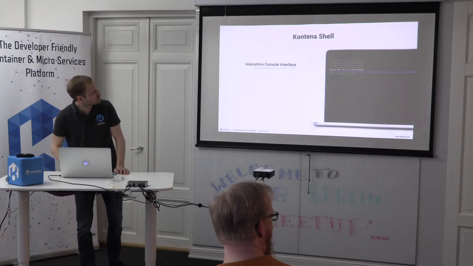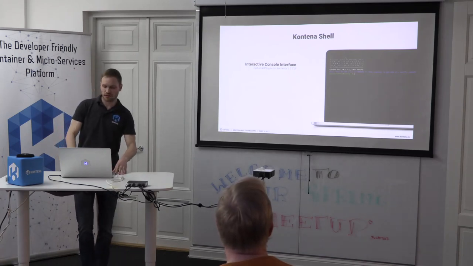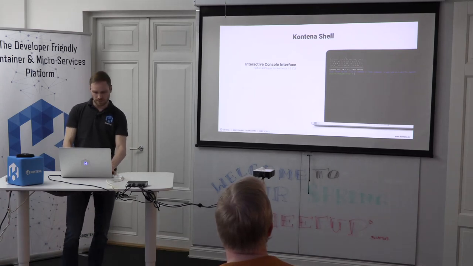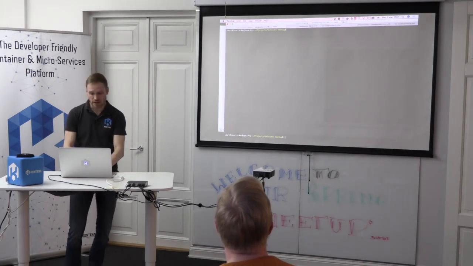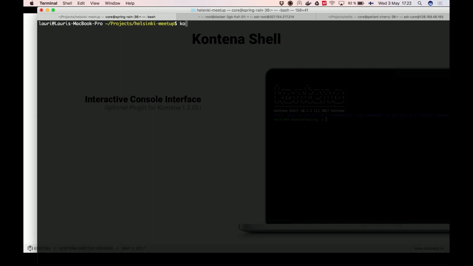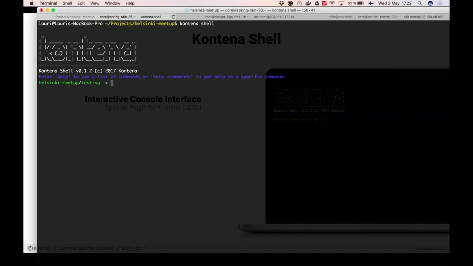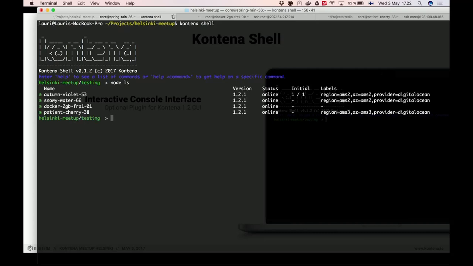And like I mentioned, the Kontena Shell is an interactive console interface for Kontena. You can enter the Kontena Shell just by executing the kontena shell command. Here you can execute commands like you are doing with the Kontena CLI. So we can create, for example, an Nginx service and deploy it.